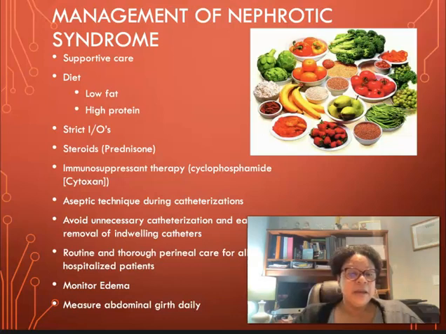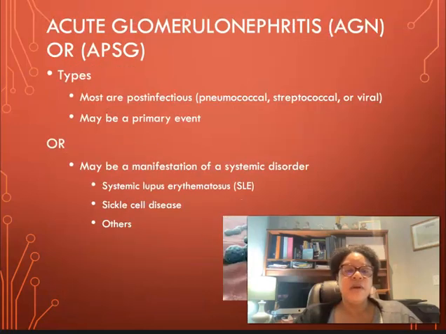If necessary, we might need to catheterize them. We might put them on Lasix as well, but we have to be careful about that. Monitor their weight and edema, and check if they have ascites. We're going to measure their abdominal girth daily. Pretty much this can resolve in the child, but we're going to have to monitor them probably for the next couple months.